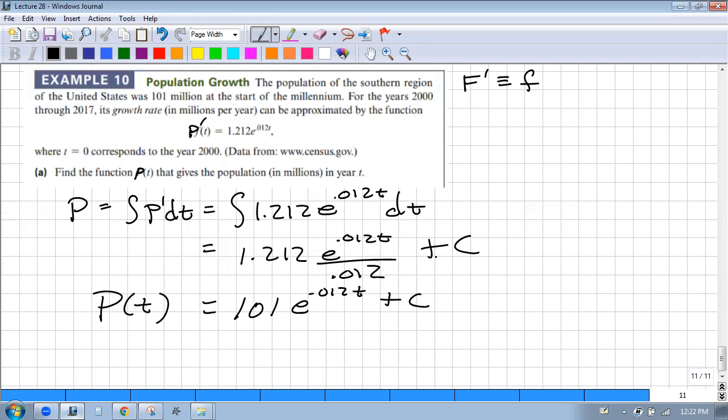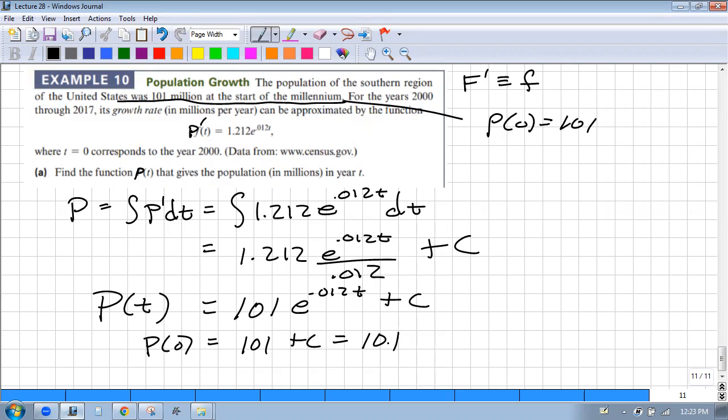All right, so here is our P of t, but we're going to use the fact, where is it? This one. At time 0, the population was 101 million. So if we set that up, P of 0 is 101. If we made this 0, e to the 0 is just 1, right? So that tells us that C should be 0. We subtract 101 from both sides, right? This is e to the 0. So, boom, 0.